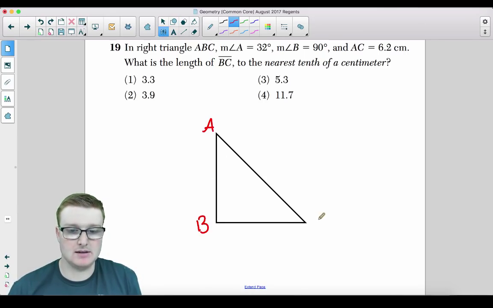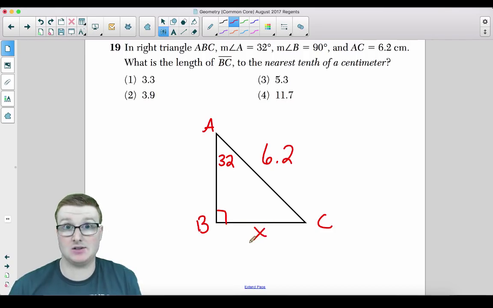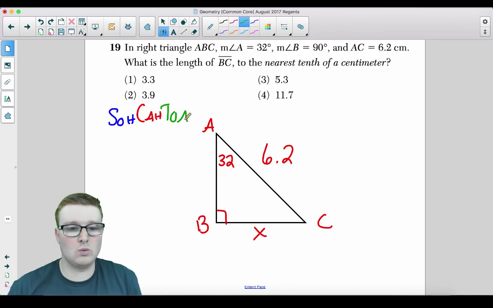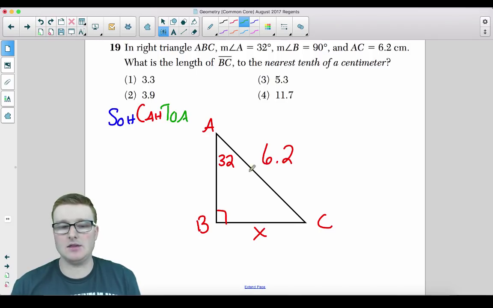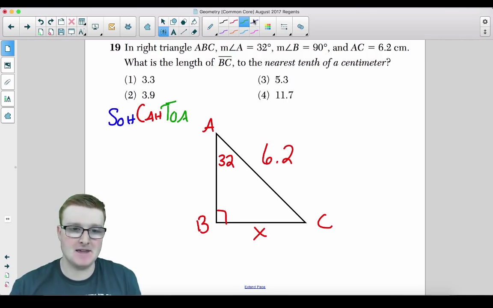A, B, C. 90 degrees. Angle A is 32. AC, which is the hypotenuse, is 6.2. We're trying to solve for the length of BC. That's your X. We're using SOHCAHTOA because we are only given one side length and an angle measure. We need to solve for one of the other sides. We have to use trigonometry. We can't use the Pythagorean theorem here.